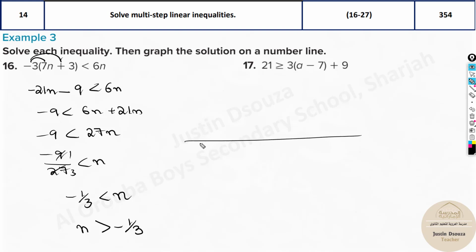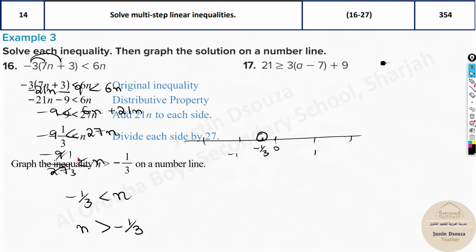Just draw a number line here. Say this is 0, 1, 2. This is minus 1, minus 2, and so on. Negative 1/3 is 0.333. If you split the gap between 0 and minus 1 into 3, this would be the answer, minus 1/3. That would be the number line. Now, since it's just greater than, there will be a hole over here. Whereas if the inequality includes equal to, whatever answer we get, we have to make it a point. That is also important to differentiate.